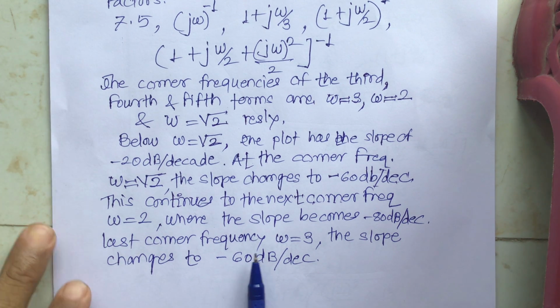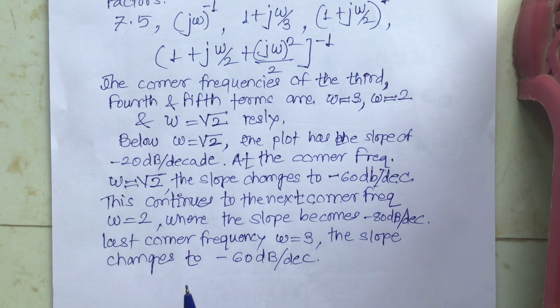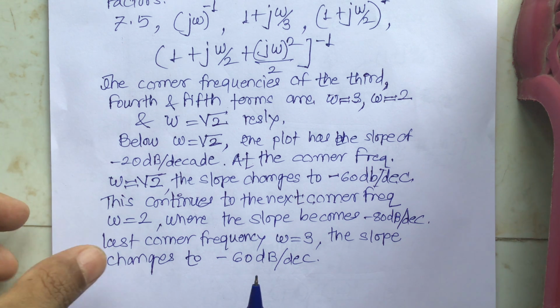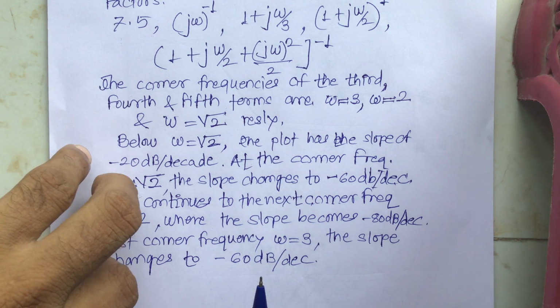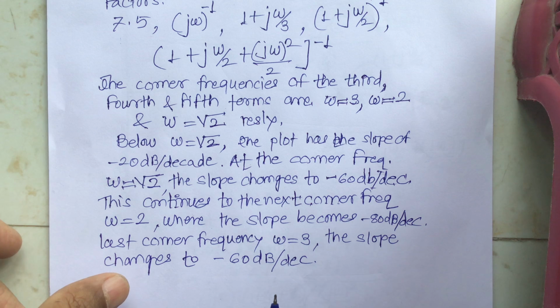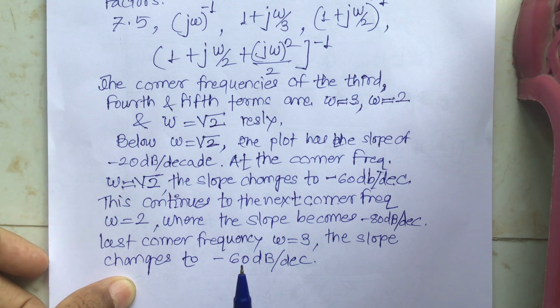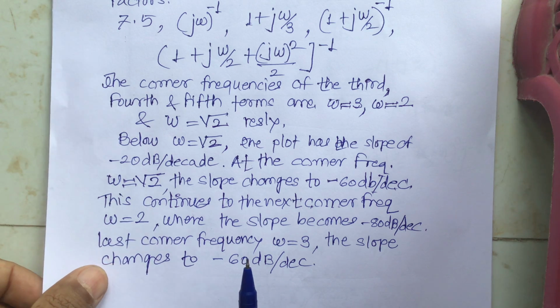At the last corner frequency, omega equal to 3, the slope changes to minus 60 dB per decade, because at omega equal to 3 this factor has a slope of plus 20 dB per decade. So minus 80 dB per decade plus 20 dB per decade is equal to minus 60 dB per decade. Do not get confused; this will become clear when you solve more problems. This is your first problem, and you may not get everything about how the slope changes and what the slope of these factors is. Already we have covered this in the theory.